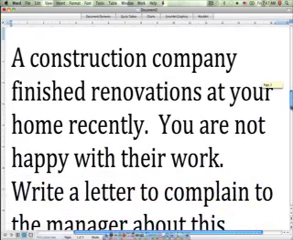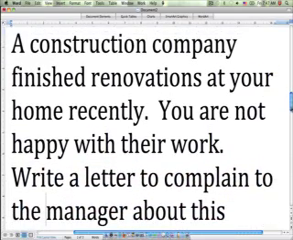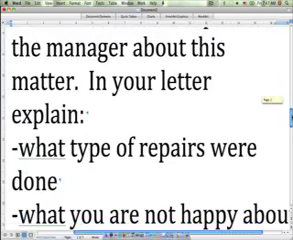Okay, our question today, Task 1 General Exam question, is this. A construction company finished renovations at your home recently. You are not happy with their work. Write a letter to complain to the manager about this matter.